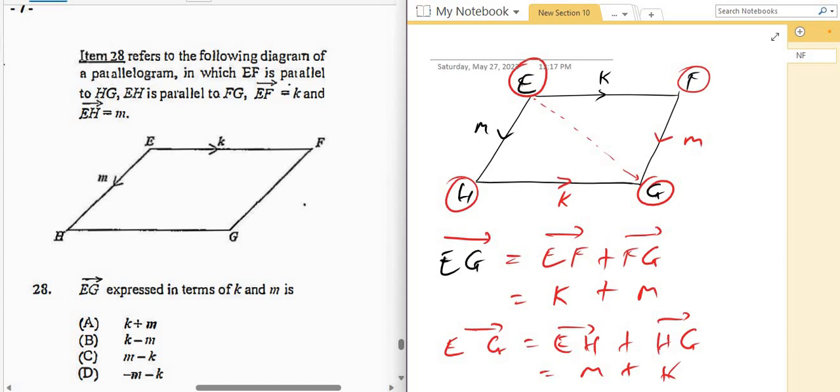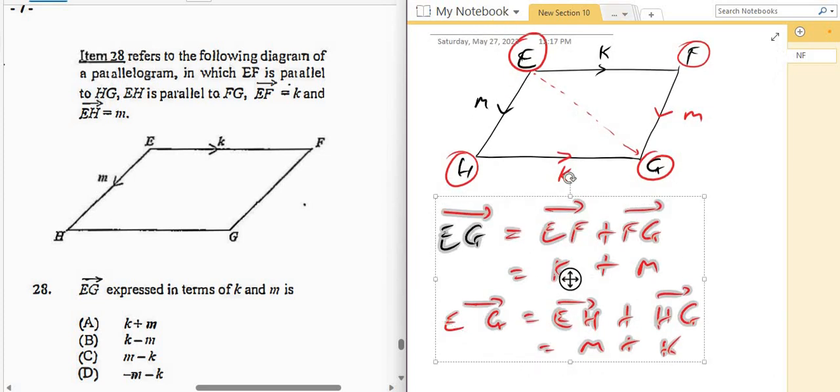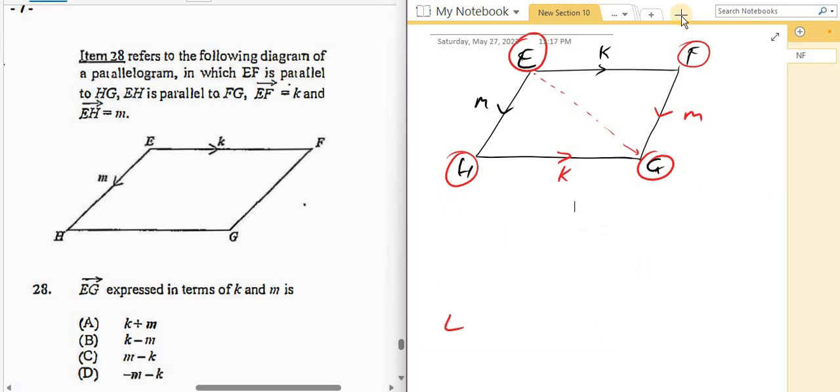if they asked you to find G to H, what would the answer have been? G to E. G to E would be K plus M. What I noticed with the multiple choice is that they're changing the multiple choice questions by signs. Let's do G to E. G to E we said, right? So we're going to go from G to H, and then H to E.